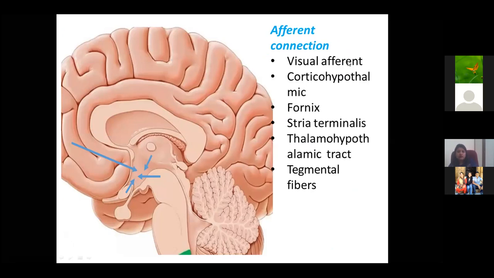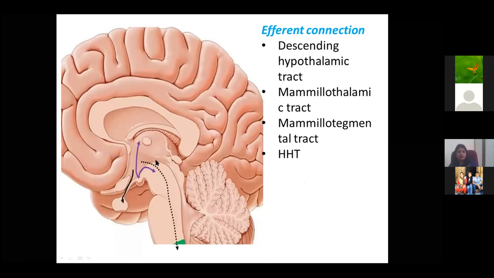So what is the afferent connection? Mainly to the optic, it is for the visual, then to the thalamo-hypothalamic tract, to these nuclei. Efferent is to the mammillothalamic tract, to the thalamus and tegmental tract. Tegmentum is a part of the midbrain.